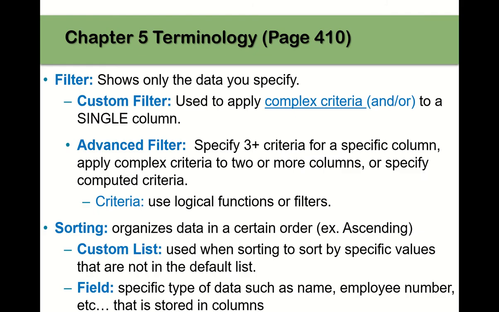So again, there's a difference between filtering and sorting. Filtering shows only the data you specify. Sorting puts them in order, but it still shows all of the data. Now for filtering, we have a regular filter that we've already seen. We have a custom filter and advanced filter. So let me show you on an Excel spreadsheet what all of those look like.